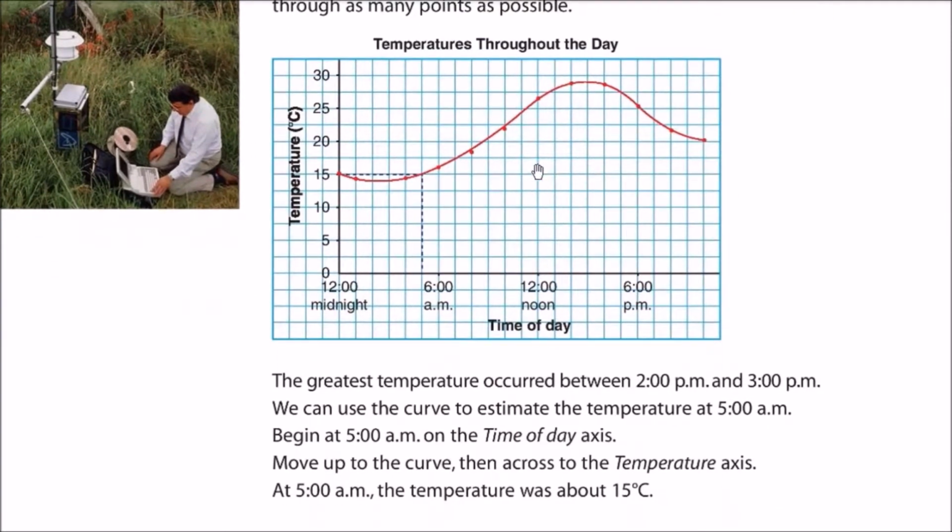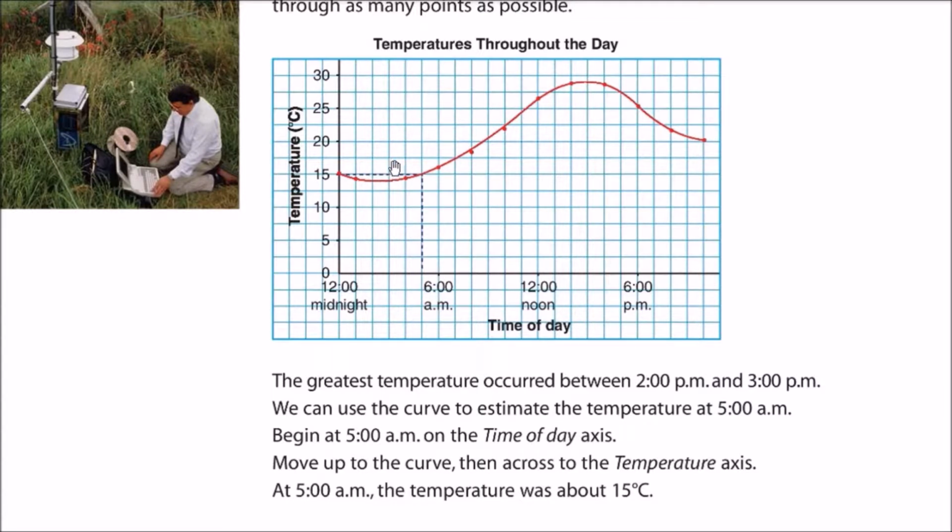So if you see this, the greatest temperature occurred, if this is the time of day, say 12 midnight, 6 a.m., 12 noon and 6 p.m., these are the temperatures. So you see that the maximum temperature is here, between around 2 and 3 p.m. And we can easily use this curve to estimate the temperature at 5 a.m. So if this is 6 a.m., here it will be 5 a.m.